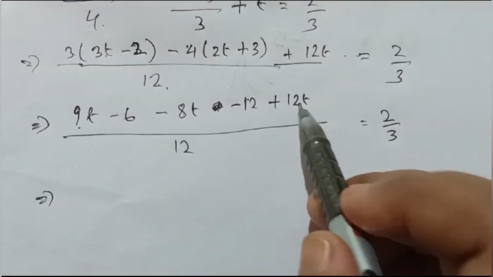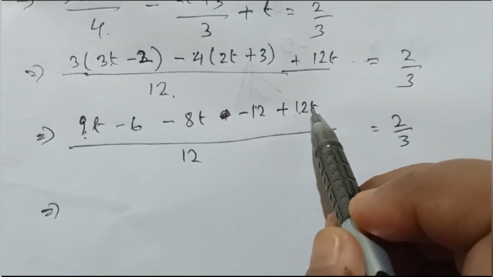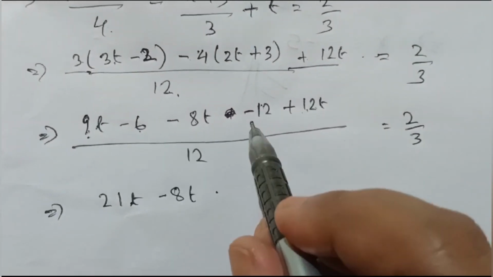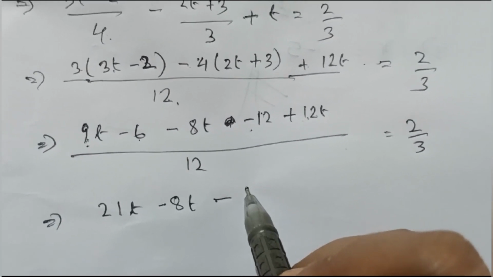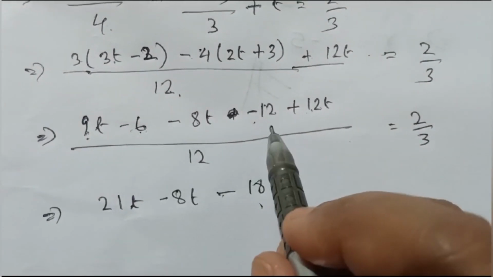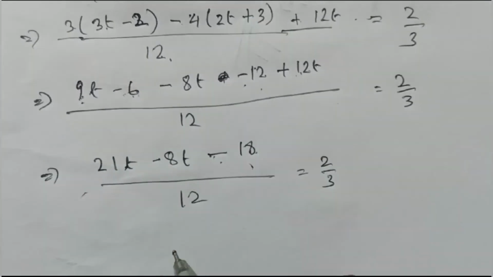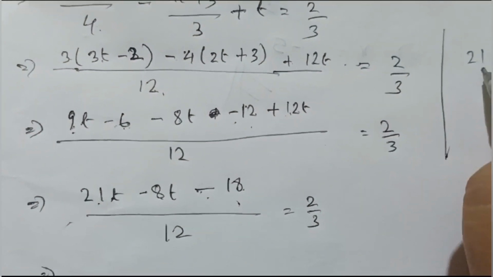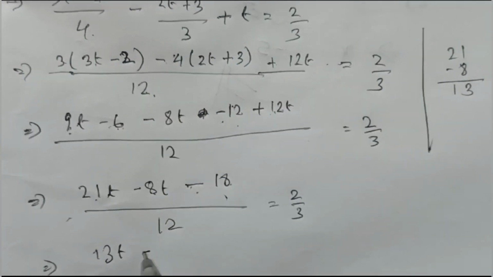Now, this is plus minus, okay? So, if we plus 9T and 12T, how much will we get? 21T minus. Then here, this will do plus, okay? Then minus 18. That means we'll do plus, but the sign will be minus. 6 plus 12, how much will we get? 18, but the sign will be minus. Okay, then 12 you write by 3, you write again. Then here, how much will you get if you minus 8T? 21 minus 8, how much will you get? That means 13T minus 18.